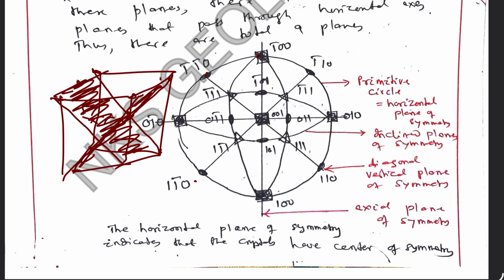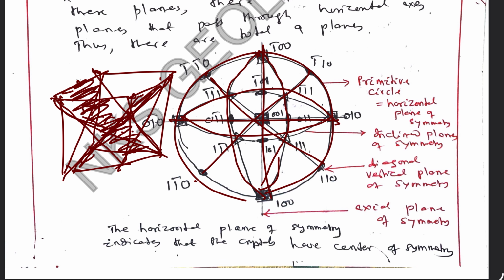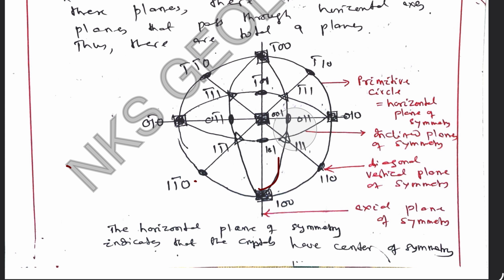So these planes, then this plane, this plane. So these are the planes. These are the four planes. These are the two planes, six planes. This plane, this plane, this plane, they are the three planes. So there are a total of 9 planes of symmetry which have been shown here.